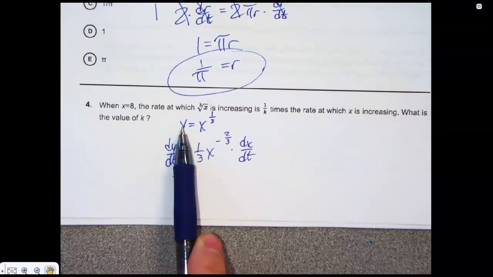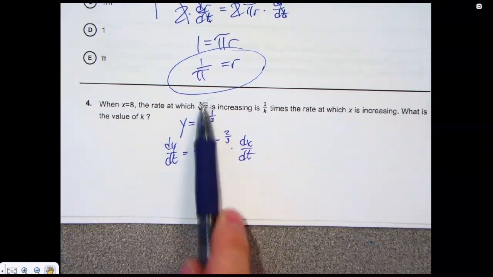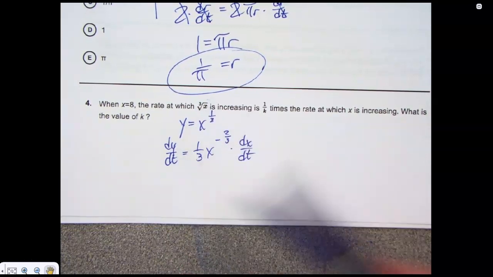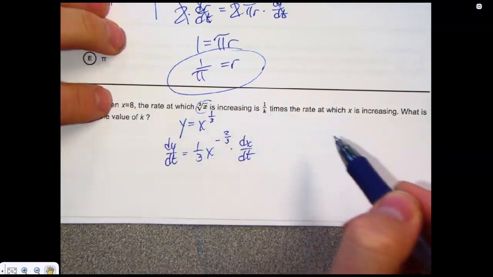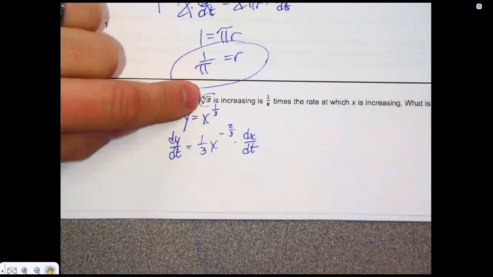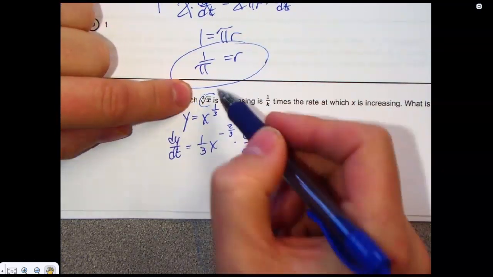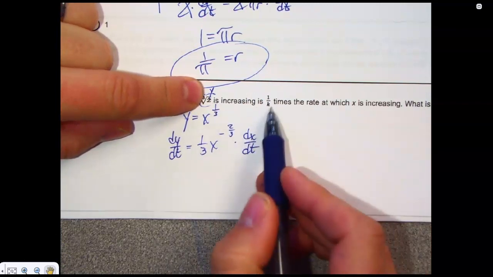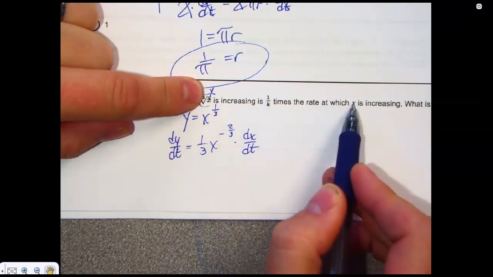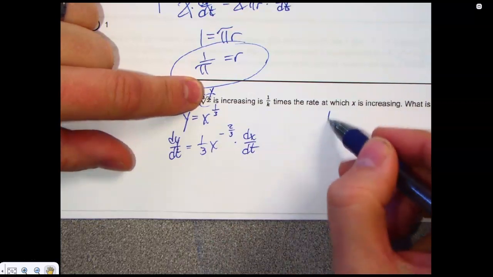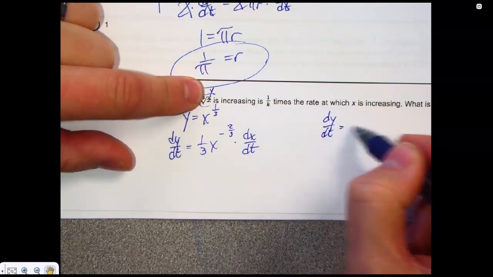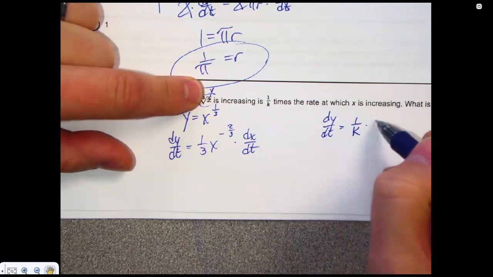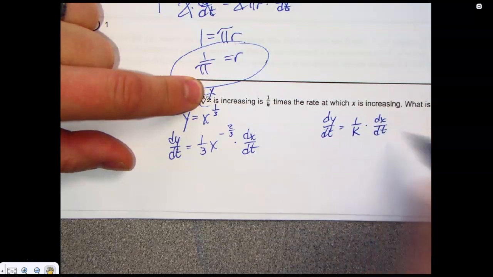So the y is like the area kind of, and they're saying that that is increased. So the third root of x is increasing. The third root of x is the same as y, isn't it? Like that's what the y would equal. So y is increasing 1 over k times the rate at which x is increasing. So dy over dt is 1 over k times the rate at which x is increasing. So dx dt.